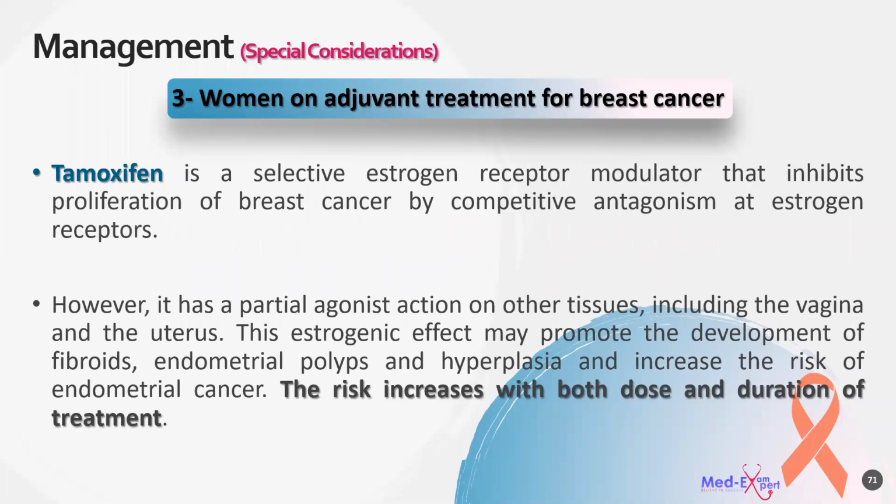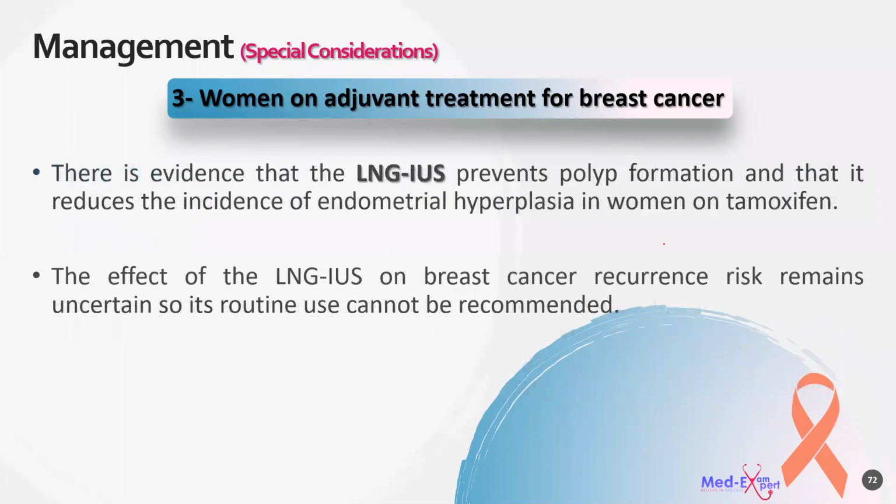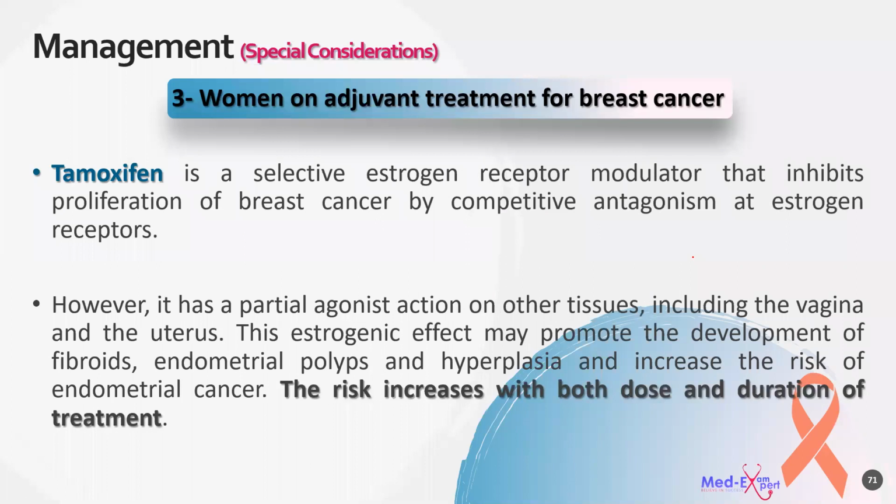As I said at the start of the session, it's a selective estrogen receptor modulator, which has an antagonist effect on the estrogen receptor of the breast, but at the same time has an agonist effect on other tissues, including the vagina and the uterus, which can lead to endometrial polyps, hyperplasia, and increased risk of endometrial cancer. And of course, the risk increases with both dose and duration of treatment. So, if the patient develops endometrial hyperplasia with tamoxifen, she should shift to another form of adjuvant therapy for breast cancer, like the aromatase inhibitors.